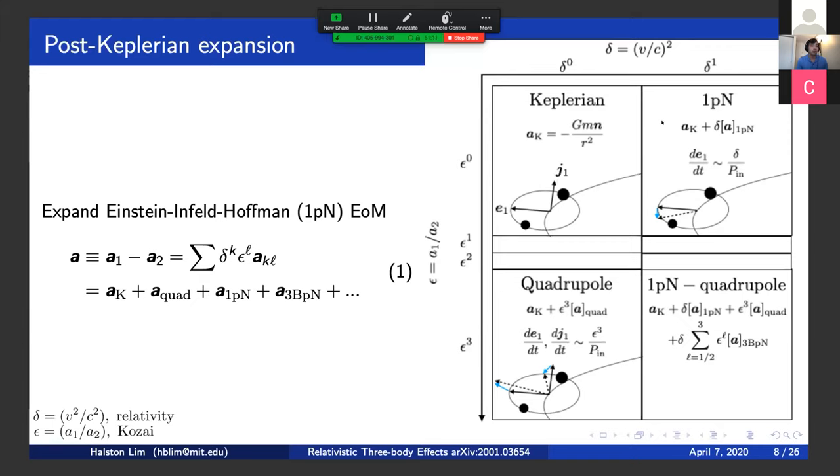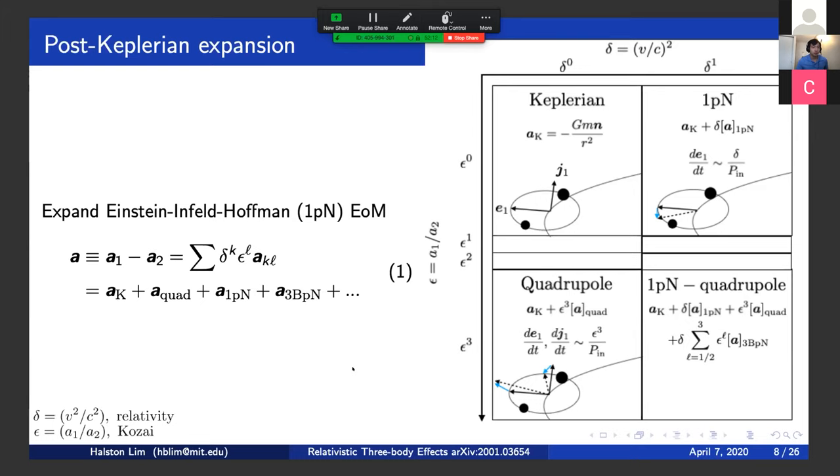If you were to include the 1PN force in addition to the Keplerian forces, you would find that the eccentricity vector would change at the rate of delta over the inner binary's period. So this is just the 1PN precession. And if you were to include the leading quadrupole acceleration due to the third body, which is not shown, the effect is to perturb both the e and j vectors at a rate of epsilon cubed over the inner orbit's period. And finally, there are these cross terms, which are the 1PN effects that are due to a third body. So this is the 1PN quadrupole quadrant. And I want to keep the delta and epsilon definitions at the bottom left so you don't forget.